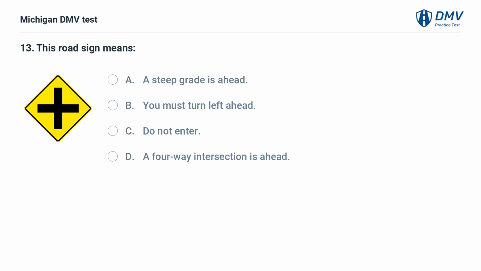This road sign means A. A steep grade is ahead. B. You must turn left ahead. C. Do not enter. D. A four-way intersection is ahead.